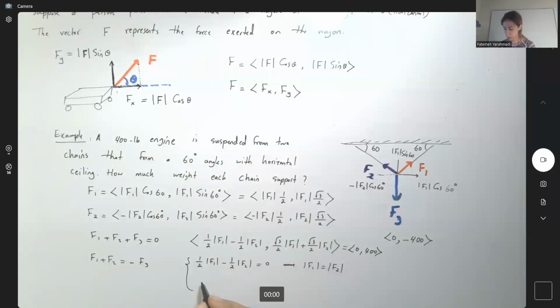And from the second component, you have square root of 3 divided by 2 times magnitude F1 plus square root of 3 divided by 2 magnitude F2 is equal to 400. But since they are equal to each other, you get square root of 3 times F1 or F2 equals 400. So magnitude of F1 is 400 divided by square root of 3, which is basically the same as magnitude of F2. So each chain can approximately handle 400 divided by square root of 3 pounds.